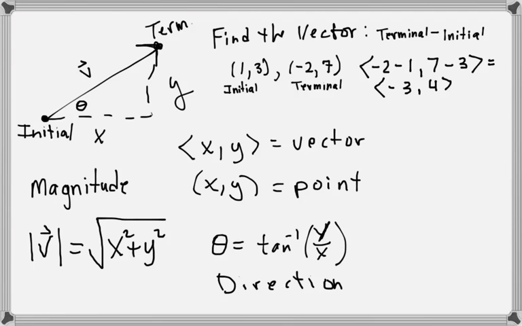Any questions on magnitude, direction, finding the vector from points using terminal minus initial, and what the vector's pieces are? No. We're good on all that. That's pretty straightforward stuff. Okay. What's wrong?